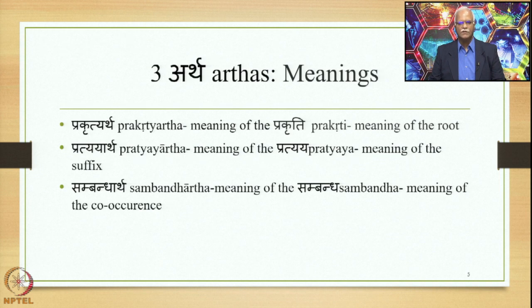There are three arthas, three meanings that we come across as far as the compositionality of the sentence into padas and the padas into prakriti and pratyaya are concerned. In the previous lecture, we also saw the overall sentence structure, which is made up of prakriti and pratyaya and their co-occurrence, their binding together. So we have three types of arthas, which were also shown in the diagram that was displayed in the previous lecture, both from the speaker's as well as from the listener's point of view.